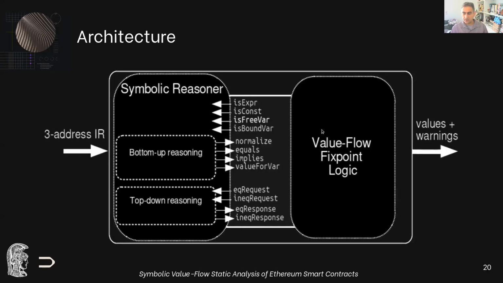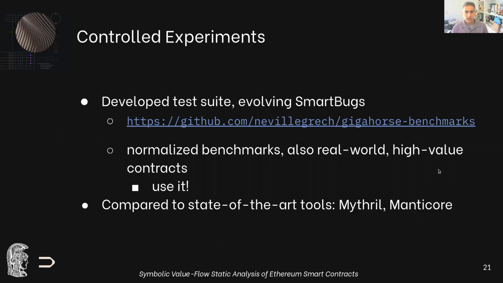The architecture itself is one of tight integration between the fixed point logic and the symbolic reasoning, and you can see the API that gives you an idea. The fixed point logic just says, here are the expressions that I've seen, here are the free variables, and now simplify them, normalize them. Also, I can make equality requests and inequality requests and see if you can solve those and suggest values for me to try. Getting a 3-address IR as input and processing it in this way, we produce a set of values or warnings.